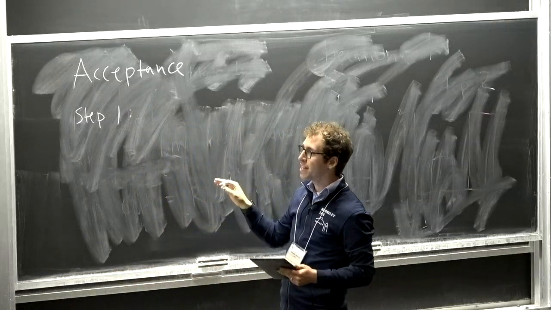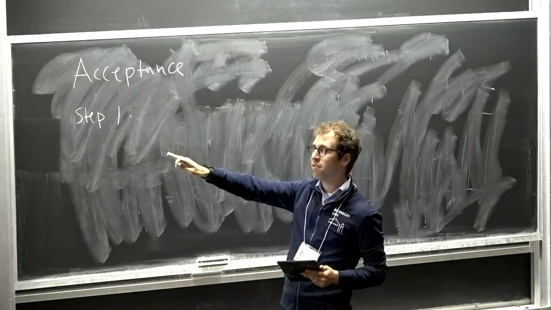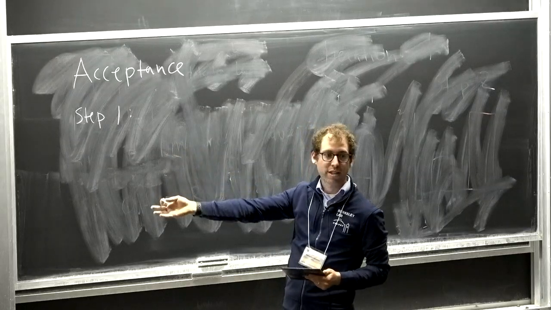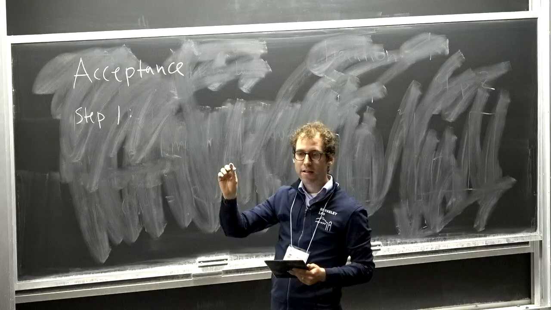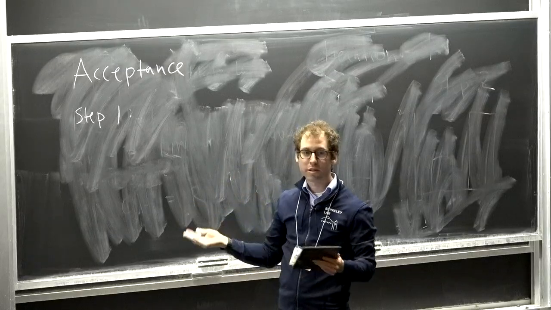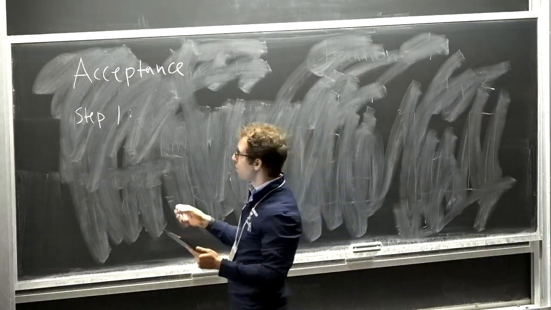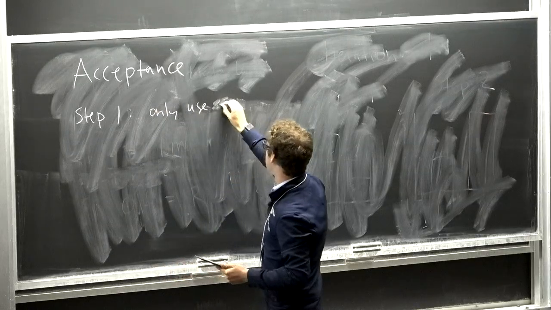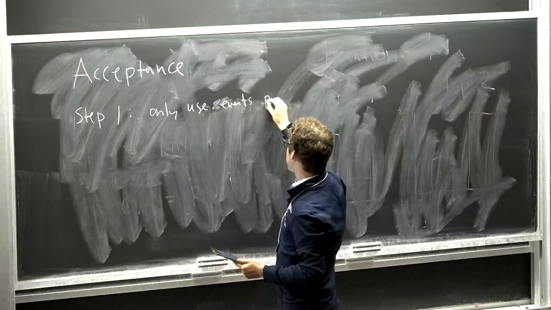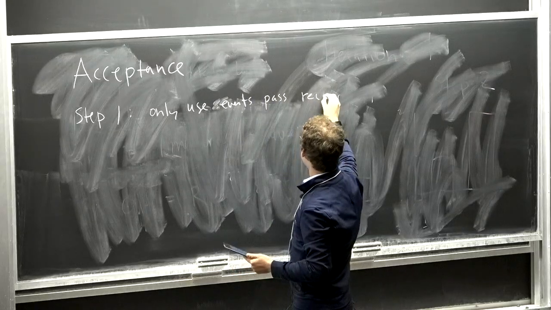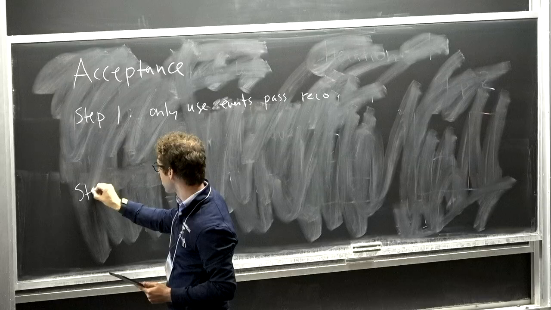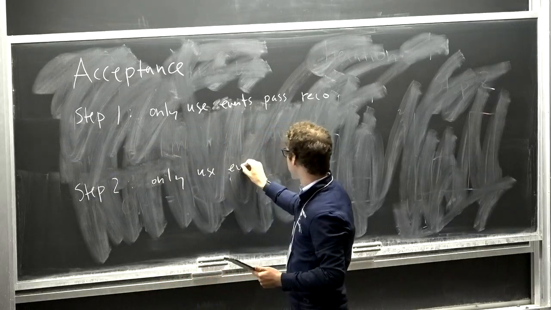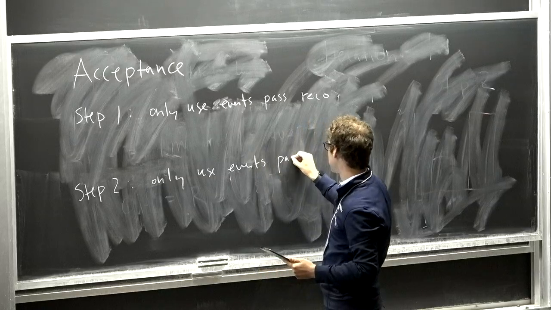Okay, so for step 1, basically the way you'd modify it is the learning only uses events that have a measured quantity. So if you have an event that passes true but not measured, it obviously doesn't participate in step 1. Okay, so only use events that pass reco. And likewise for step 2, only use events that passed true.